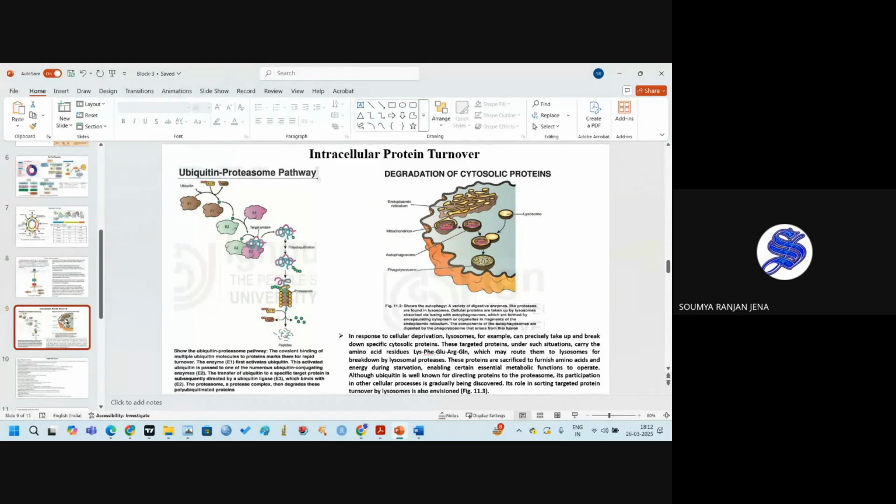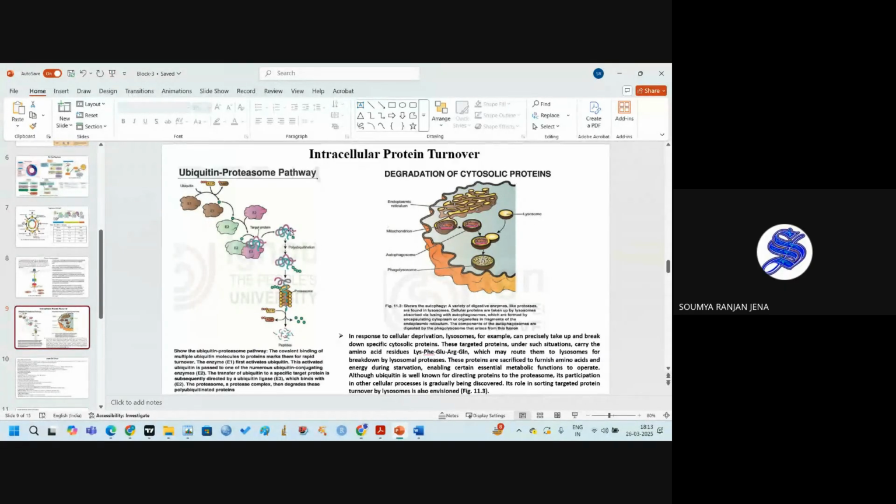Then another topic is intracellular protein turnover. What is intracellular protein turnover? Intracellular protein turnover is of two types. One is the ubiquitin proteasomal pathway. Another is the degradation of different cytosolic proteins.